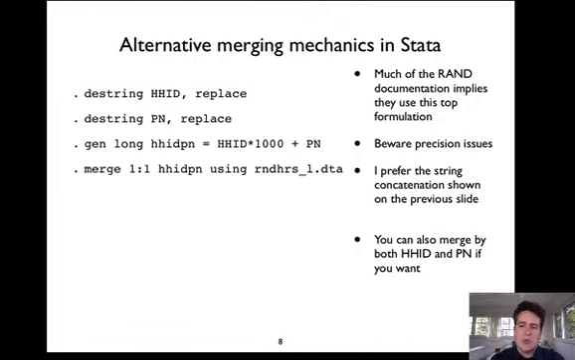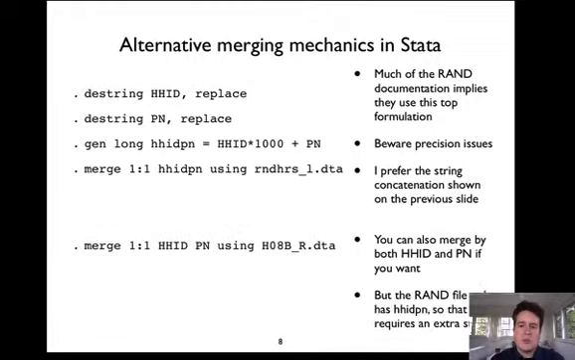You can also merge by both of these variables if you want, but the problem with that is that the RAND file only has the one variable. So if you want to do that, you need to create HHID and then PN from the RAND file if that's what you're merging to. If you're merging to something else, you obviously don't have to worry about that.